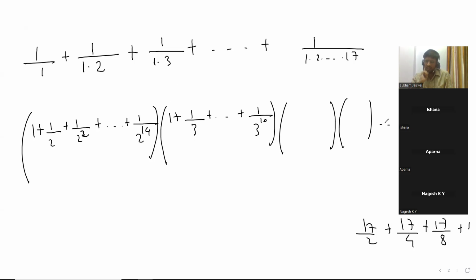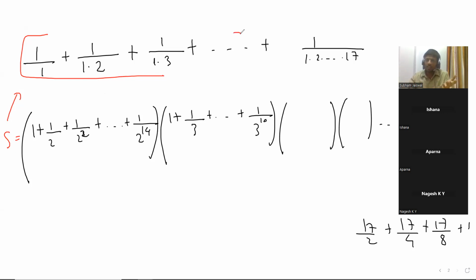Any ideas? Do you get this? Do you get all these terms at least? I shouldn't say at least. Does this product contain all these terms? It's not a good thing that it contains all of them, but does it contain all of them? It will. It will, right?